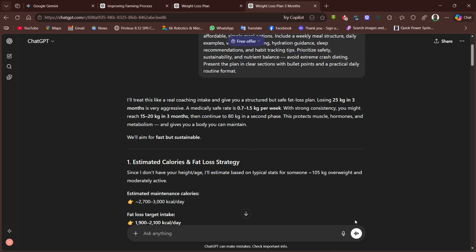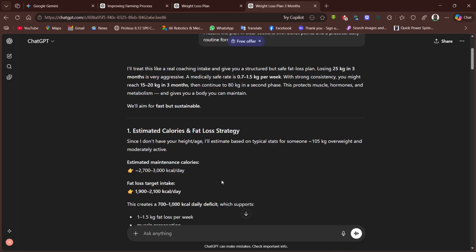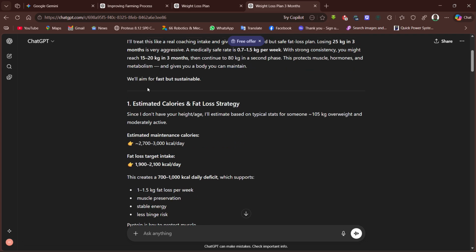So it kind of refines the objective first, and then before it goes down into what we need to do: estimated calorie and fat loss strategy. Since I don't have your height and age, I'll estimate based on typical stats for someone around 105 kilograms, overweight and moderately active. So basically, it's giving me these assumptions based on the persona which it has adopted. Now, estimated maintenance calories, but you can definitely prompt it and give it the information. Say my weight is this, my age is this, my height is this, right?